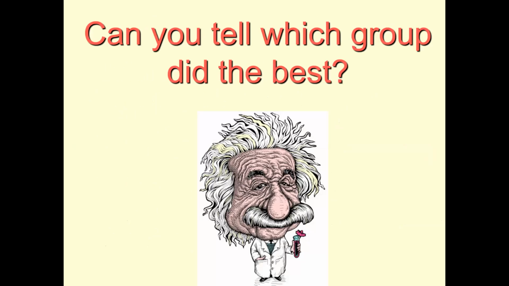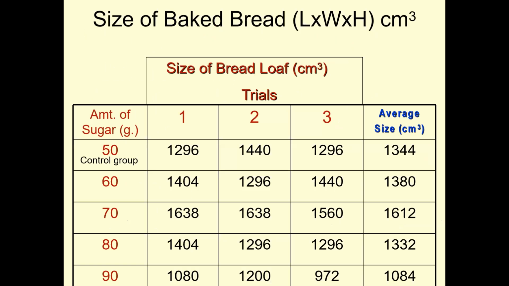Now, can you tell which group did the best? Very easily, right? I mean, you can see how you got 50 for grandma's at 1344. 60, we have 1380. 70, we have 1612. 80, we have 1332. Not above grandma's, it's too much already. And 90 is 1084. So his hypothesis is supported.